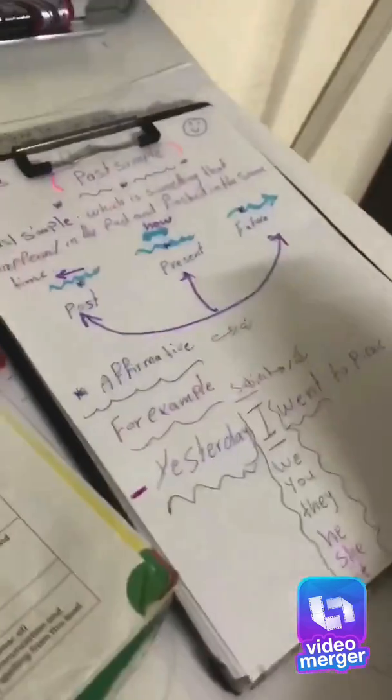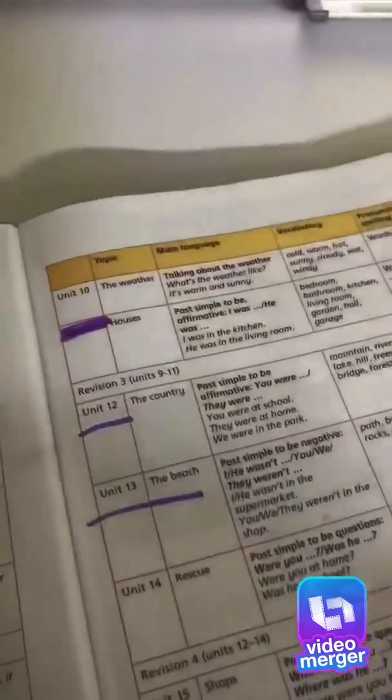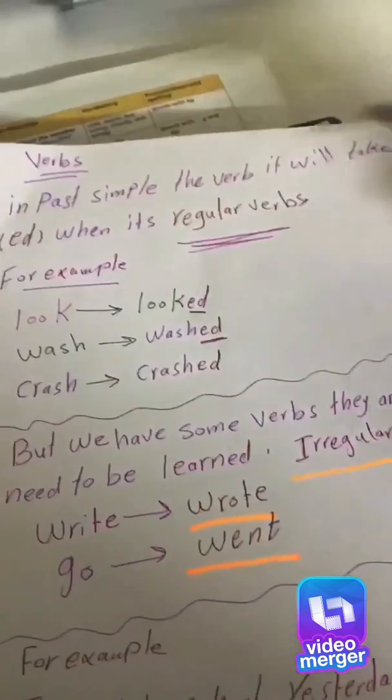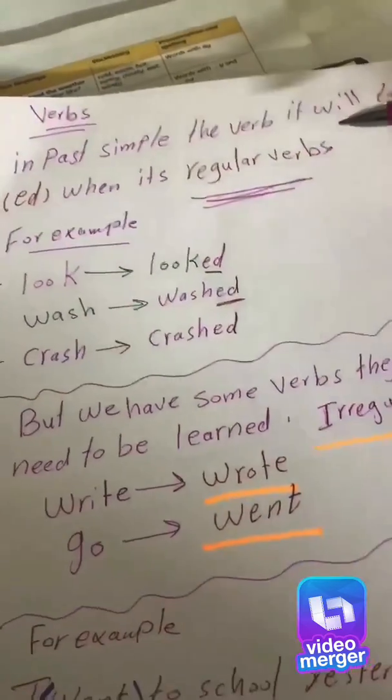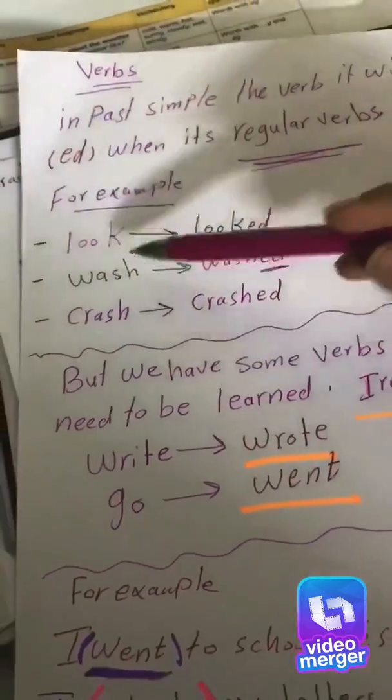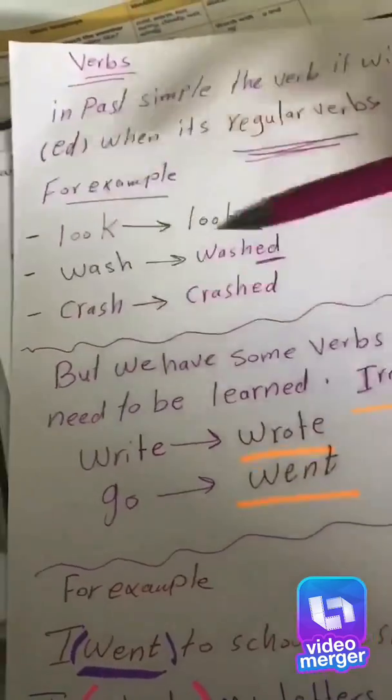As I told you, my student, we have two types of verbs. Some of them are regular, some are irregular. In past simple, the verbs take ed when they are regular verbs. For example, look is going to be looked, wash is going to be washed, crash is going to be crashed.